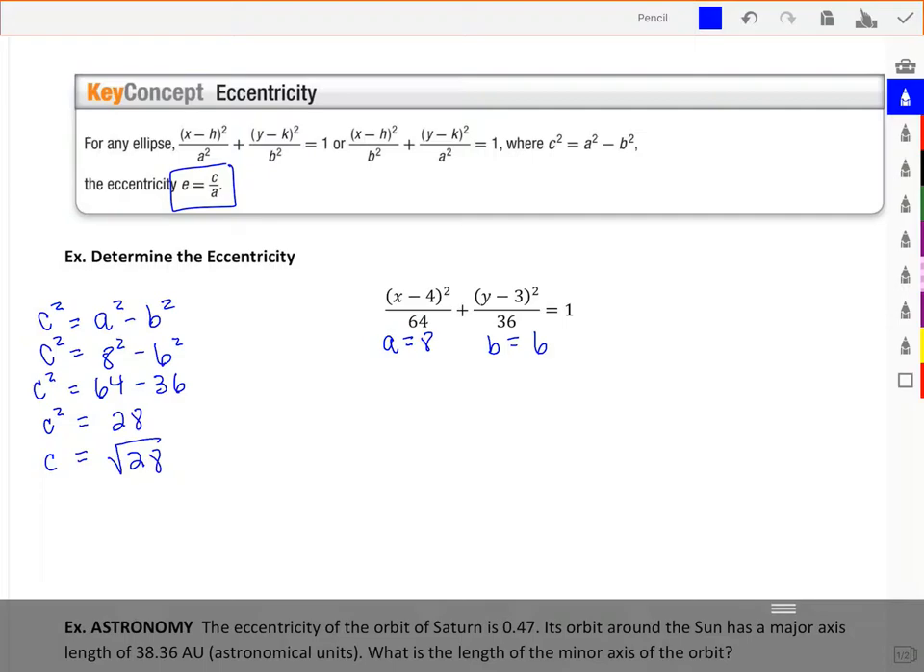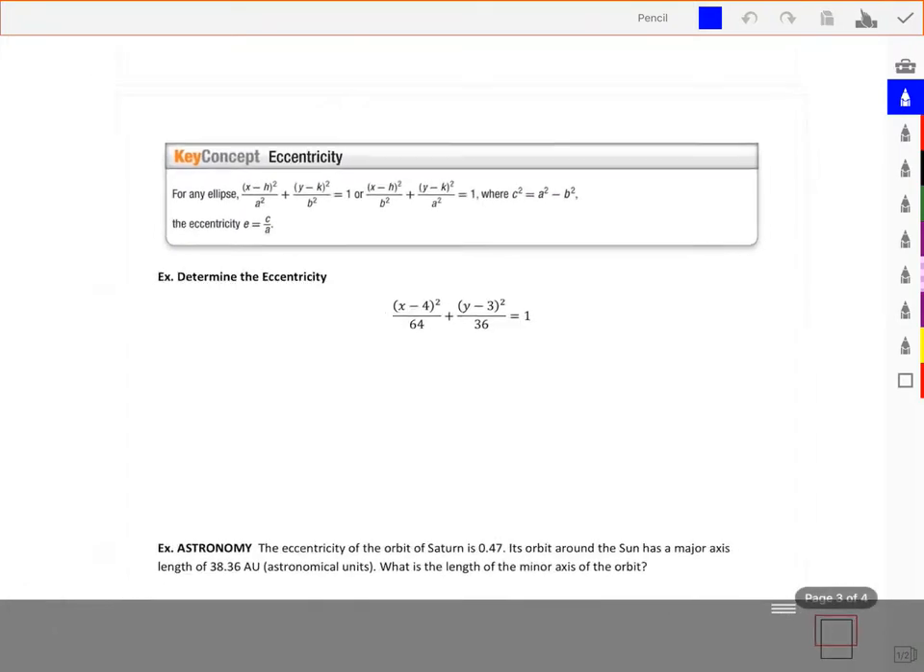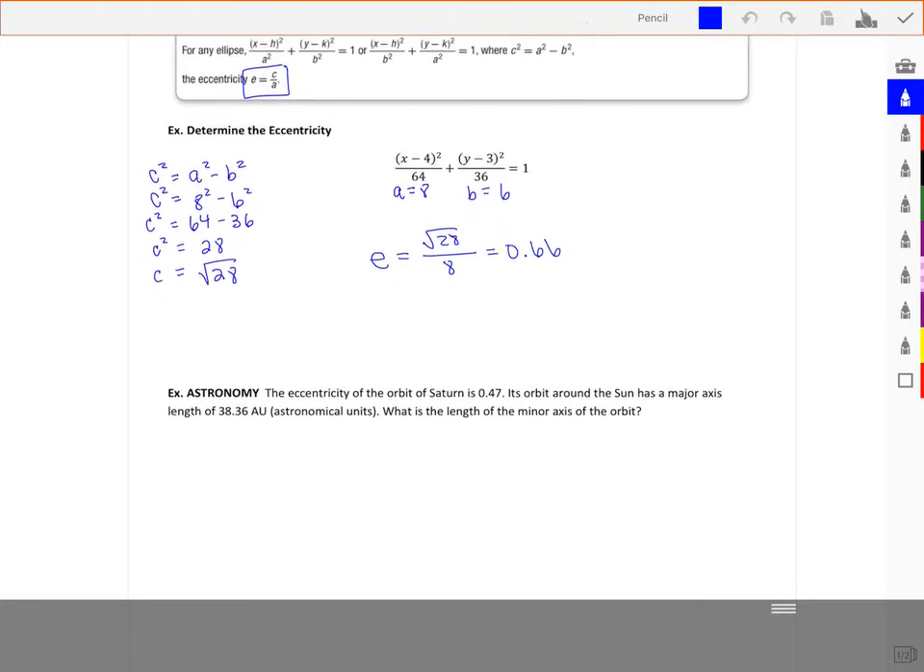Okay, so now that we have c, we can finally get our eccentricity. e is the square root of 28 over a, which was 8. And you just put that in the calculator. You should get 0.66. So right there, between 0 and 1. So that's good. Okay.